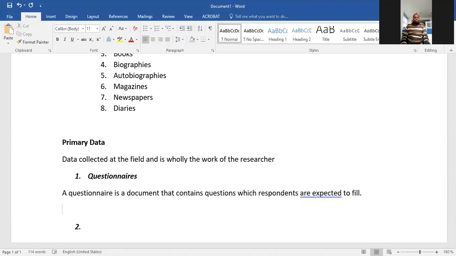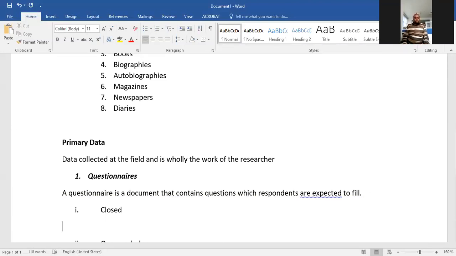Now, there are two types of questionnaires. There is what we call closed questionnaires and open-ended questionnaires. Those are the two kinds of questionnaires. Now, what is a closed questionnaire?